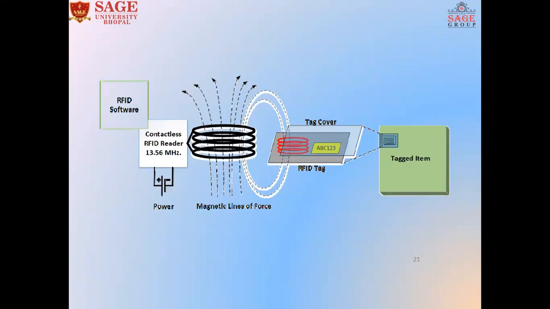Here the communication is established between the RFID tag and the reader, a contactless reader at 13.56 megahertz.